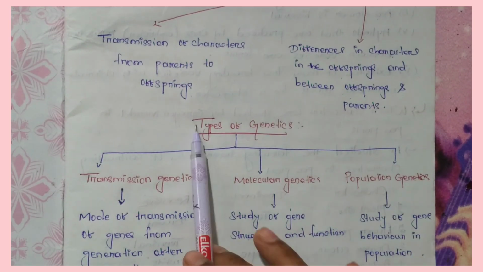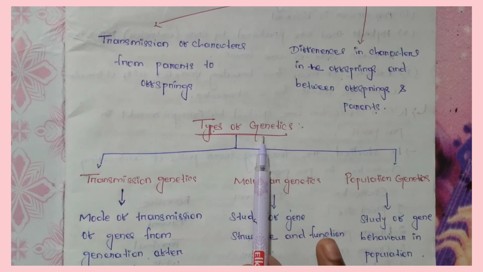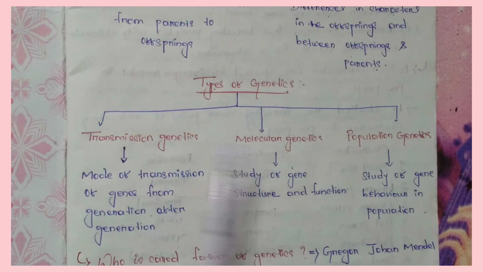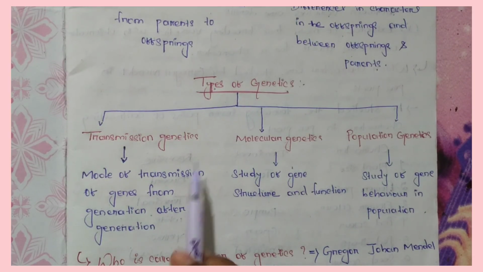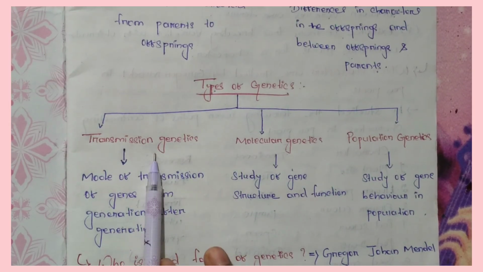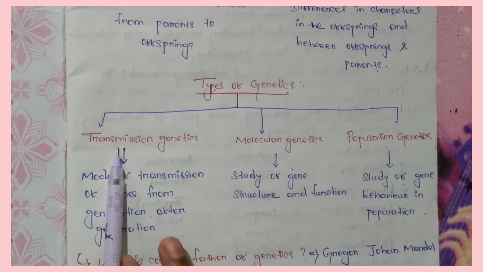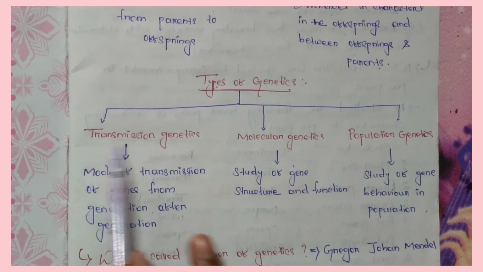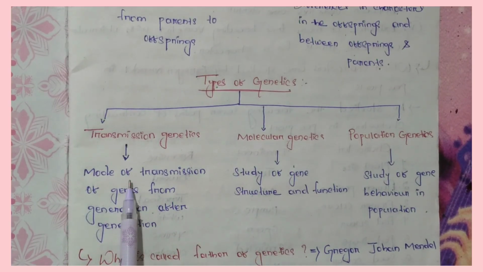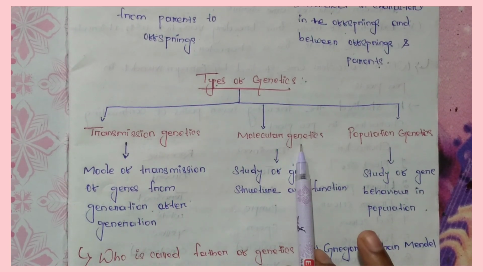Okay, now study the types of genetics. There are many types, but here we will study some basic types like transmission genetics, molecular genetics and population genetics. What is transmission genetics? Mode of transmission of genes from generation after generation. That means transmission is transfer from one to another. Thus transmission genetics directly indicates the mode of transfer of genes from the parents to the offspring generation after generation.